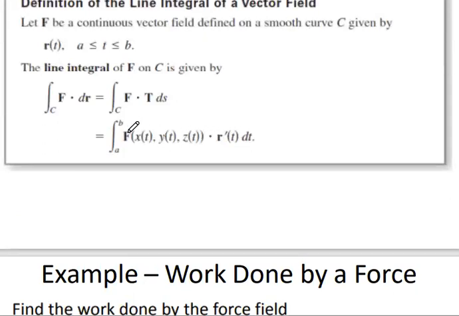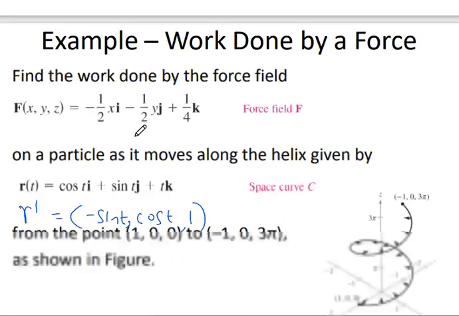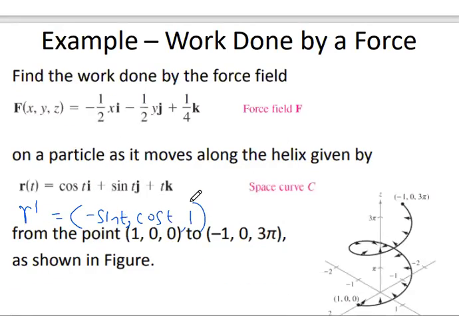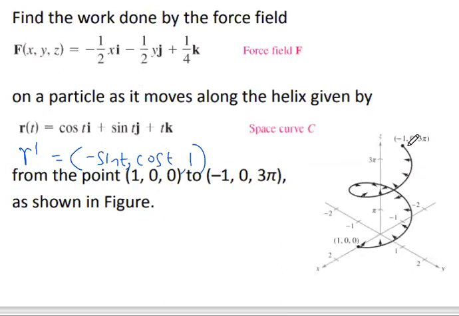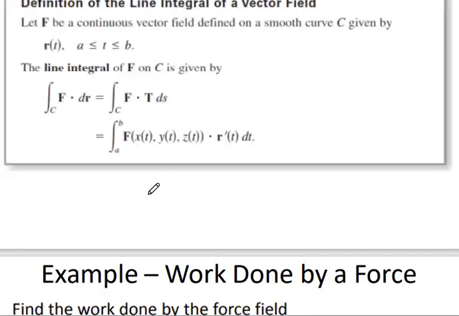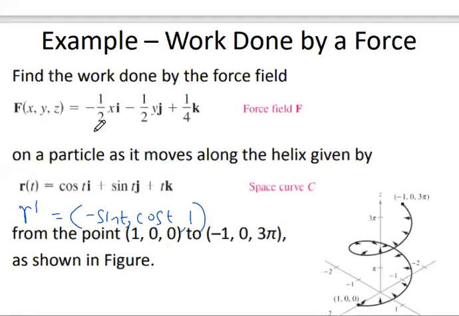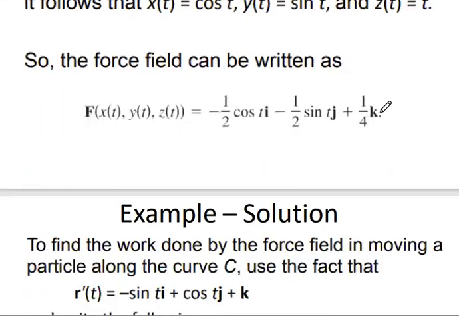I computed that. Write your force field in terms of t. You know the route; this is the equation of the route. We want to find the force field along that route, so substitute that. Then the first component is minus half cos t, then minus half sine t, and 1/4, a constant. Here we go.